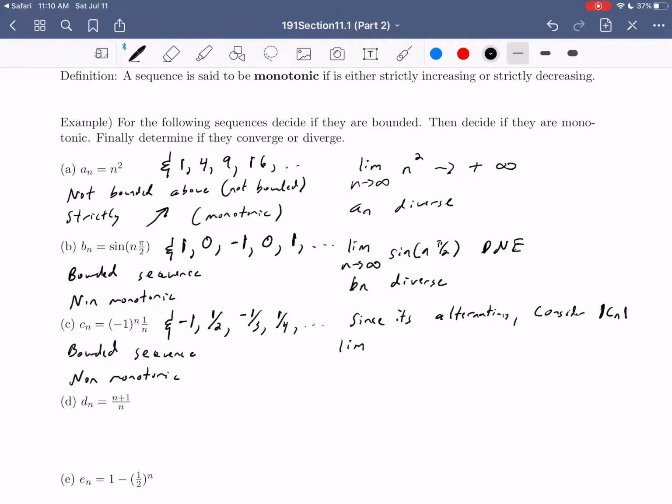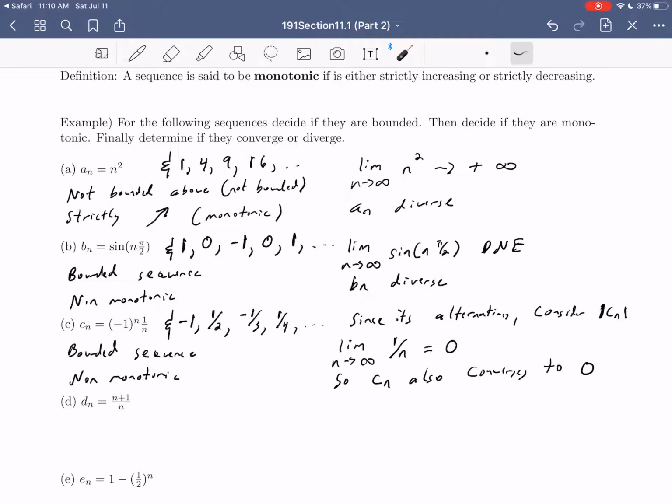We'd look at the limit as n goes to infinity. If we put this in absolute value, we're going to ignore the alternating piece and just focus on the 1 over n, and that is 0. So the absolute value converges to 0. We said that if the absolute value of our sequence converges to 0, then the sequence itself converges to 0. So c sub n also converges to 0. So this is sort of interesting.